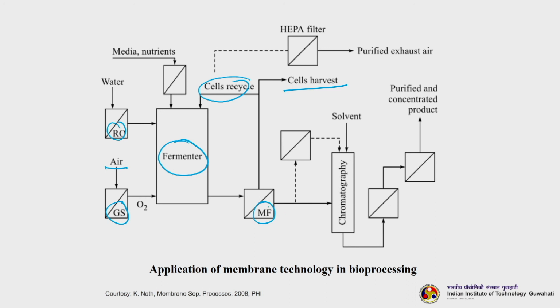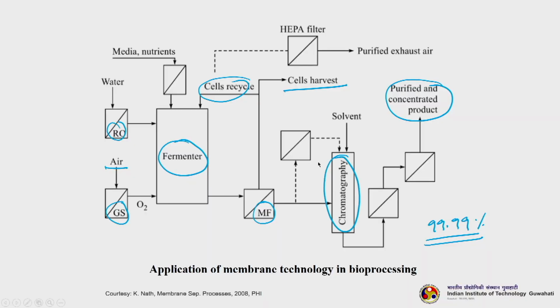Then from here we can place another membrane separation unit, and it will be fed to the chromatographic system where we can get the purified and concentrated product. Please understand that chromatography is one of the most important processes which will give us more than 99.99% pure product. This is the only process which will give us such a purity. No other process, even if it is a membrane, will give us such a pure product. So, the finishing stage in most of the biotechnology or biopharmaceutical industries is always the chromatographic separation.